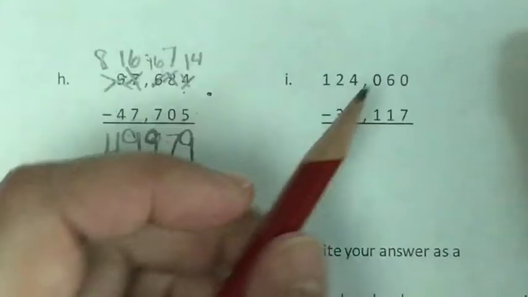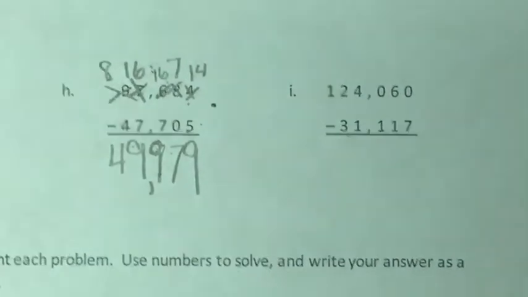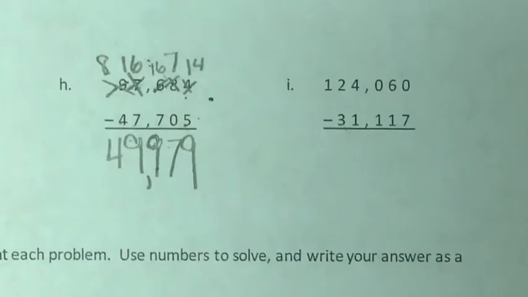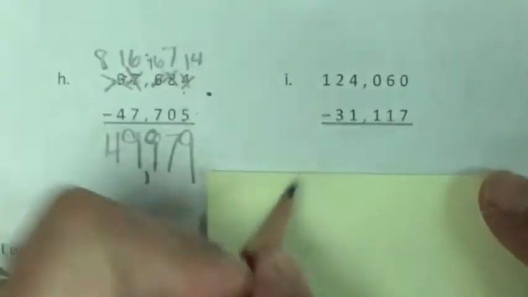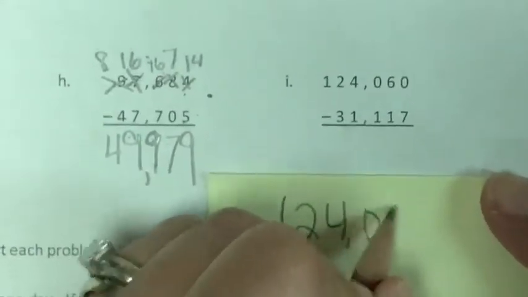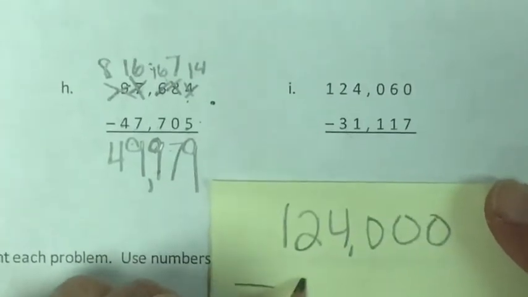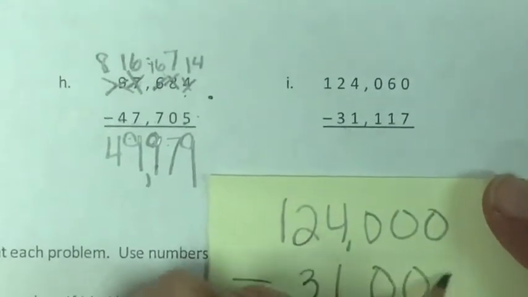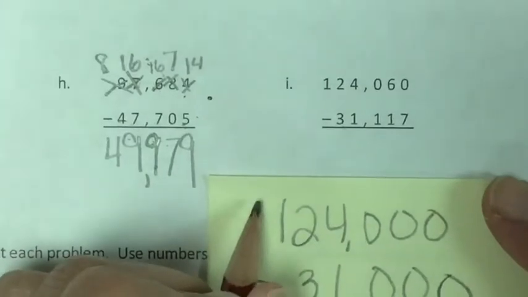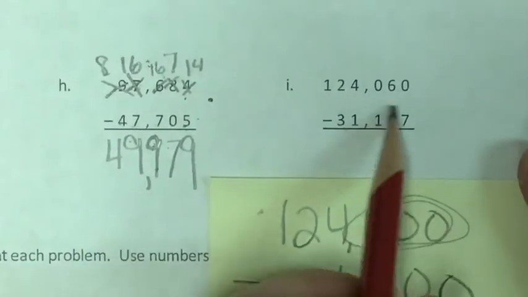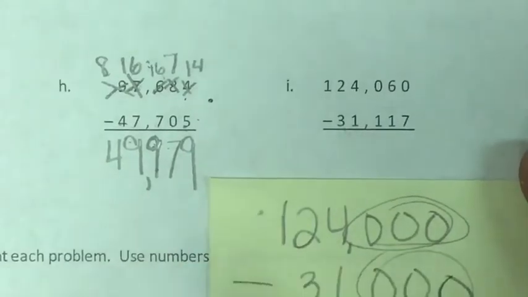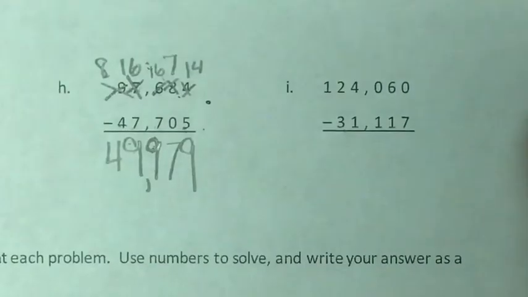All right, so essentially, this problem is saying this is about 124,000 minus 31,000. This is a bigger number than this number. It's just that the digits here are smaller than the digits on the bottom. So that means I'm going to have more math than what you're probably used to.